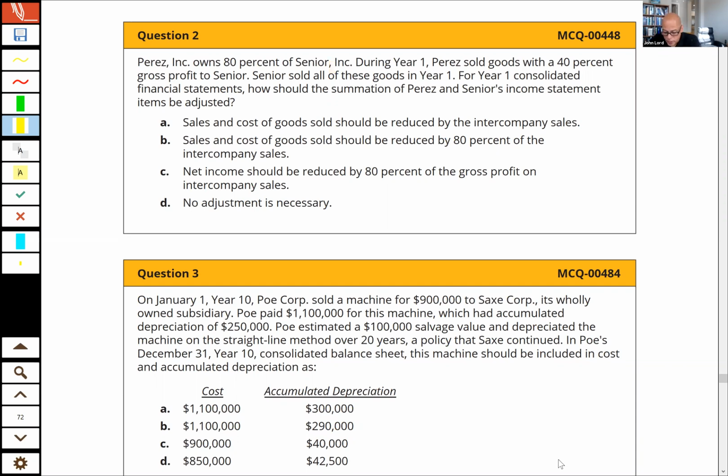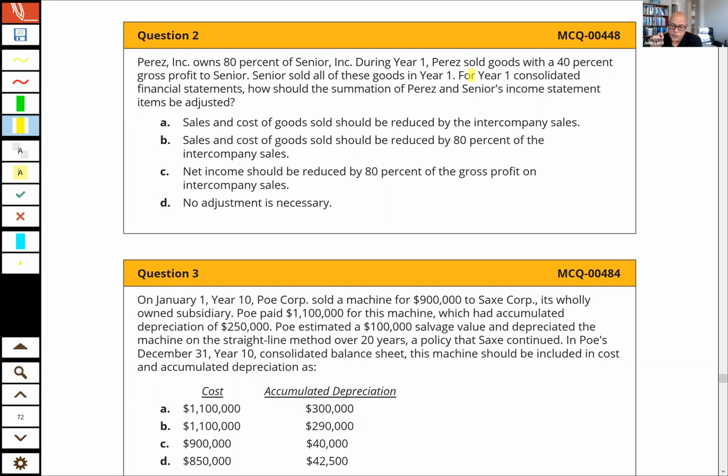Okay, I'm going to go ahead and end the poll for this one. So go ahead and take your best shot. And okay, so we're about 65% here.